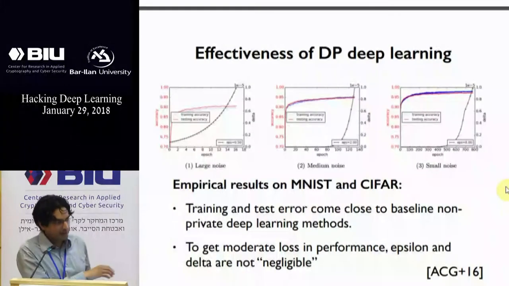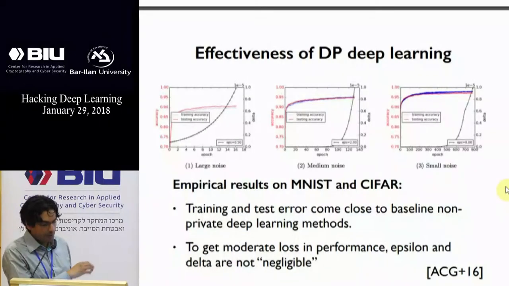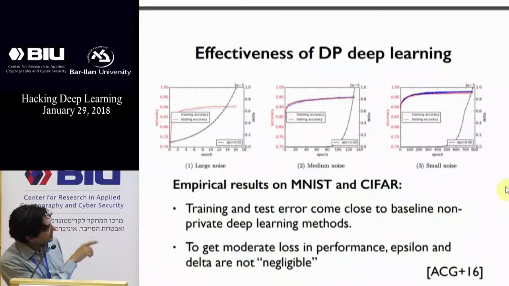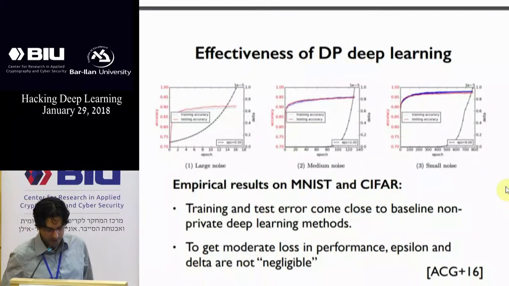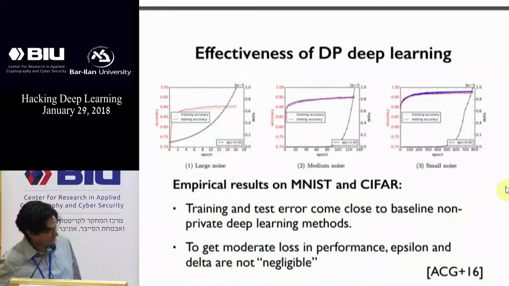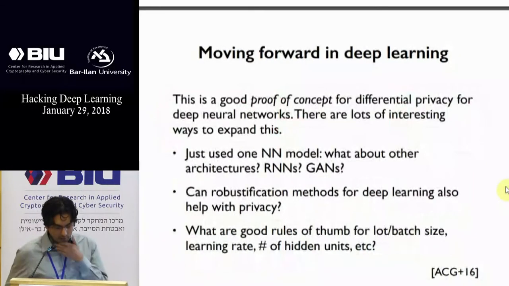But you could also try and add noise to those gradients and see what happens. If you wanted to get only moderate loss, your epsilon and delta here are not huge necessarily, but they're not negligible. So if you wanted to do this in the wild, the privacy risk that you suffer is going to be maybe worse than you'd want in a system. But this is a great improvement, and we're going to make further improvements. So I remain an optimist.